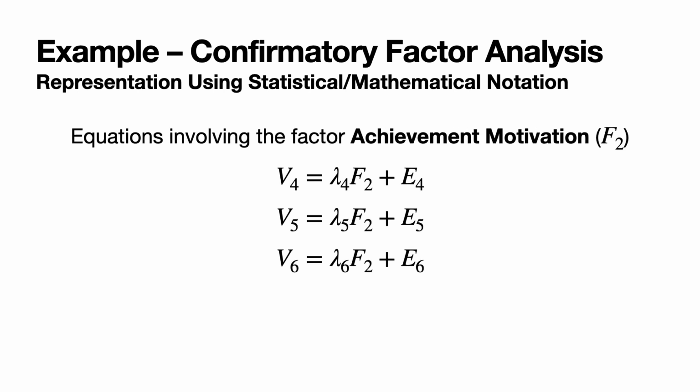The equations involving the factor achievement motivation, or F2, to its indicators are as follows. So V4, again, represents achievement motivation score 1, and that's related to F2 through the equation lambda 4 times F2 plus E4. V5, which is achievement motivation score 2, is related to F2 through the equation lambda 5 times F2 plus E5. And then finally, V6, the achievement motivation score 3, is related to the achievement motivation factor F2 through the equation lambda 6 times F2 plus E6.